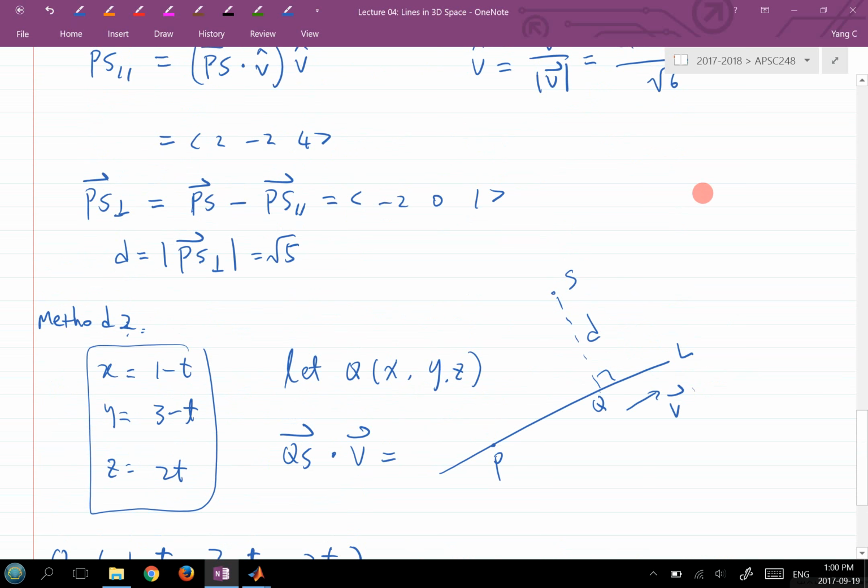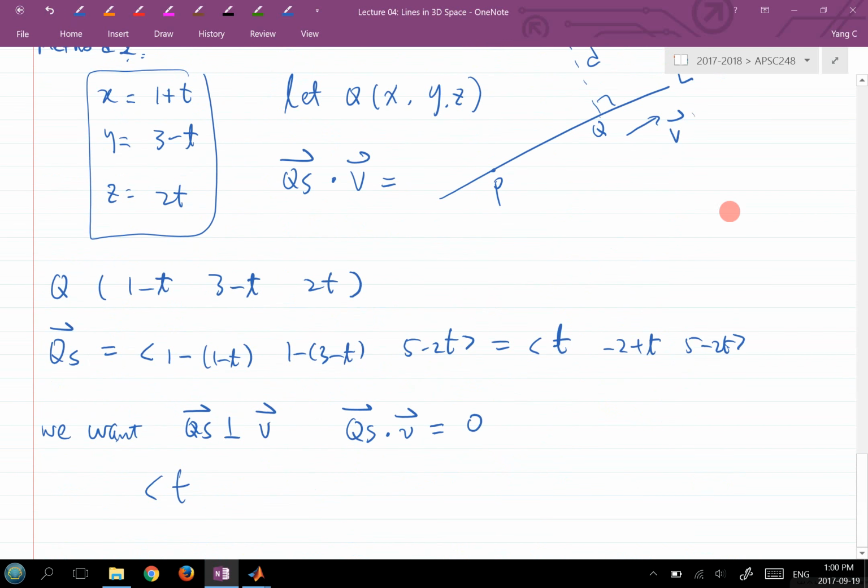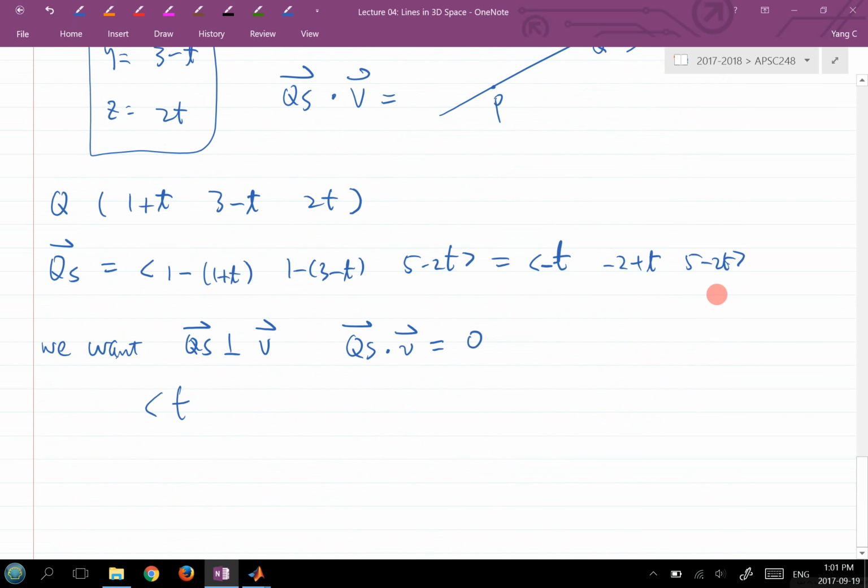What's the line equation again? Oh, so the line equation is 1 plus T, right? The line equation is 1 plus T. So it's 1 plus T here. So this should be negative here. Is that okay? Yeah. So now I can proceed at here.